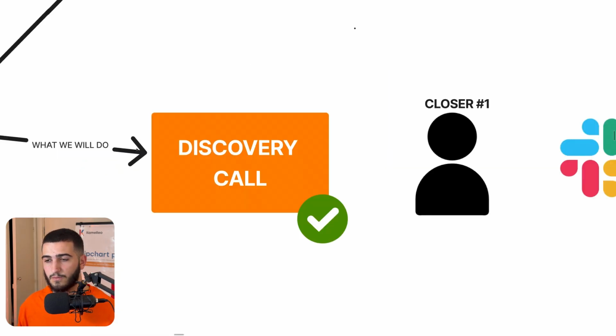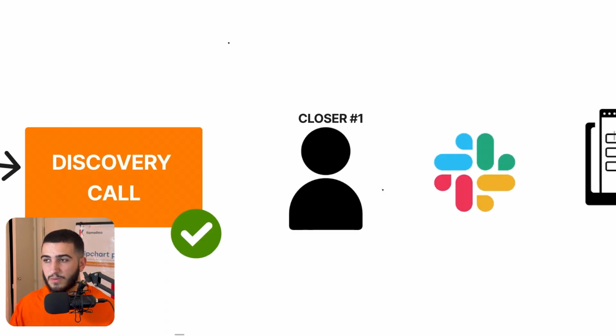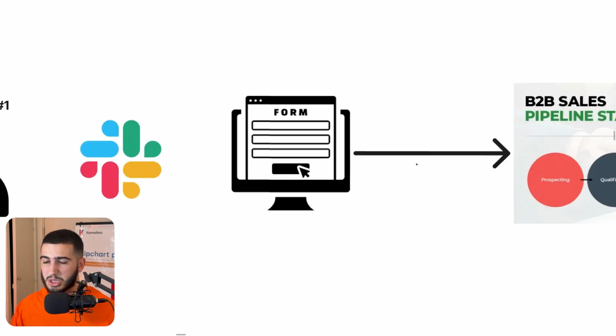What I'm suggesting we do, and what I'm going to show you how to do in this video, is set up a flow so that whenever a discovery call happens, we send the closer that's taking that call a message on Slack where they just have to fill out a form.